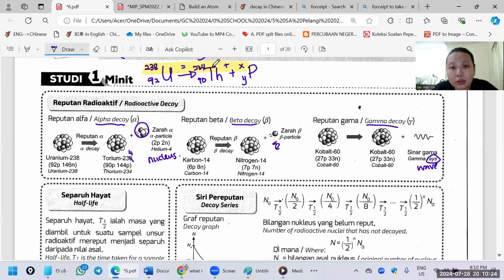238 equals 234 plus 4. And you can see this line. 92 equals 90 plus 2. So actually this P will be helium-4 2. Okay.